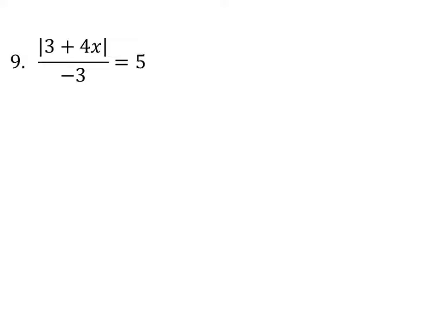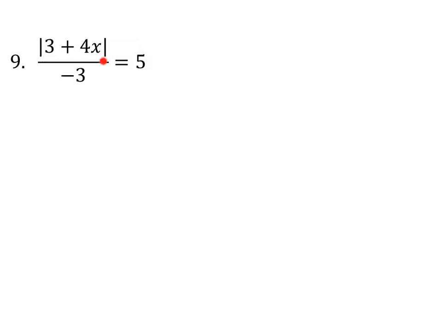All right, this video, I'm just going to do number 9 and number 10. And same thing, I want to get the absolute value bars by itself. So if I look at 9, I want to get this 3 plus 4x completely by itself. So the question is, how do I get rid of this negative 3? Well, you do the opposite.